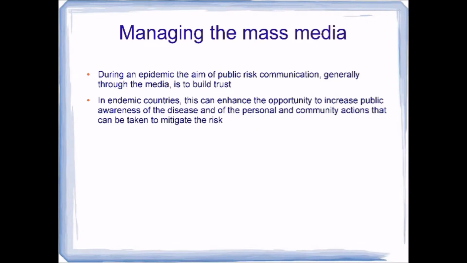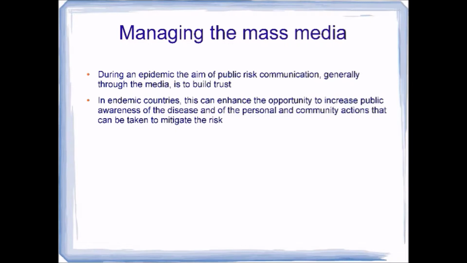Epidemics of dengue are frequently marked by uncertainty, confusion and a sense of urgency. During an epidemic, the aim of public risk communication, generally through the media, is to build trust. It does this by announcing the epidemic early, providing accurate information, communicating openly and honestly with the public, and providing specific information about what people can do to make themselves and their communities safer. This gives people a sense of control over their own health and safety, which in turn allows them to react to the risk with more reasoned responses.